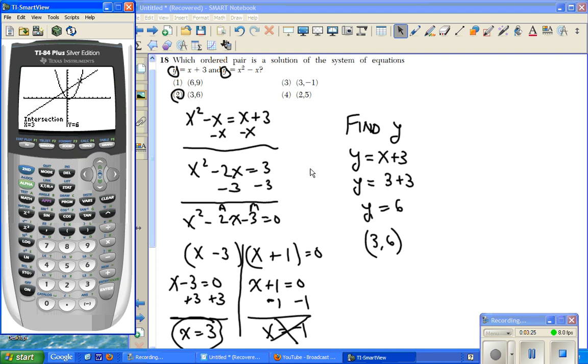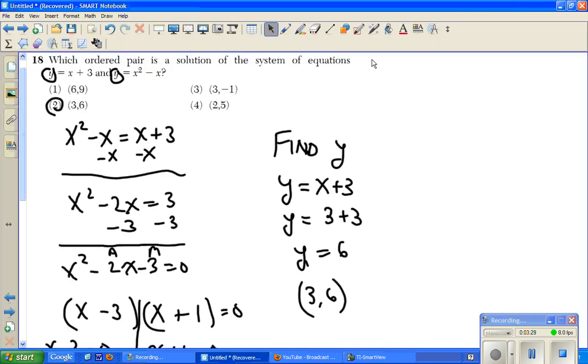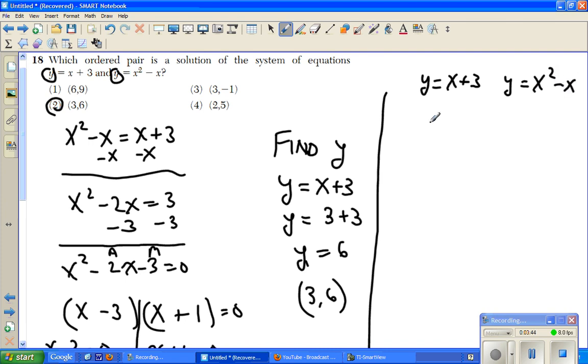The third way to get the answer is just by substituting answer choices into both equations. So let's take the first choice, choice number 1, 6 comma 9. We have to plug it into y equals x plus 3. We also have to plug it into y equals x squared minus x. So 9 goes in for the y, 6 goes in for the x. We get 9 equals 9.